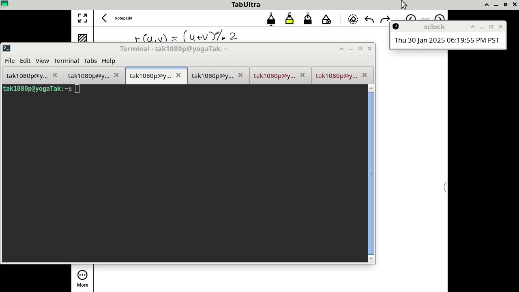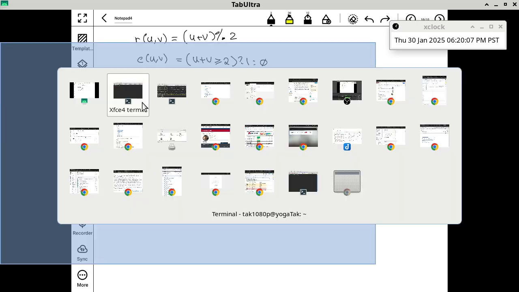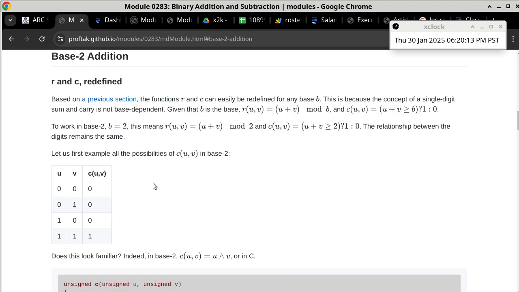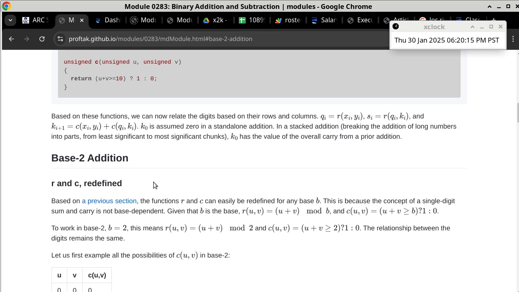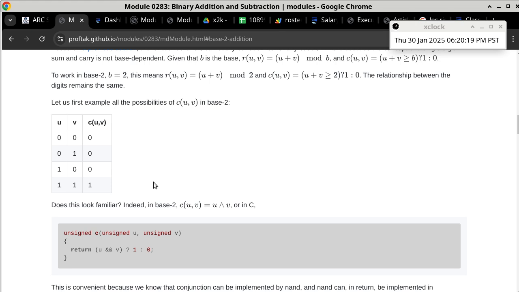All right, and I have lost track of what I was supposed to do. Sorry. Oh, right. Okay, I remember now. I wanted to show you where to find it in the notes. That's it. So base two addition. We got all the tables here already. So we got this, and then we got this too. So you don't have to copy anything because it's already in the notes.